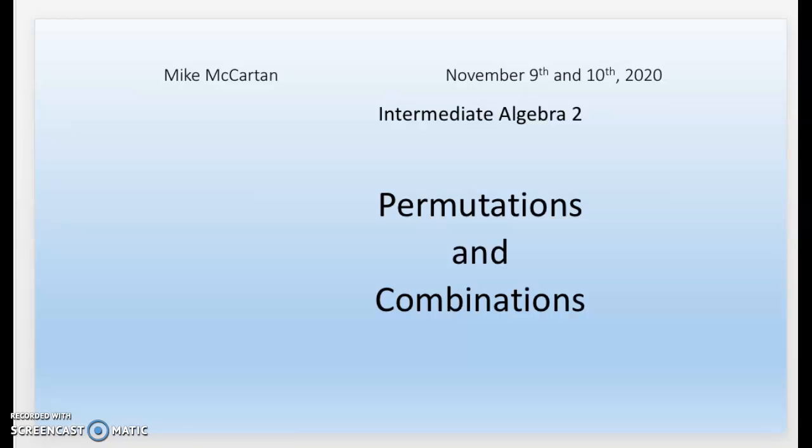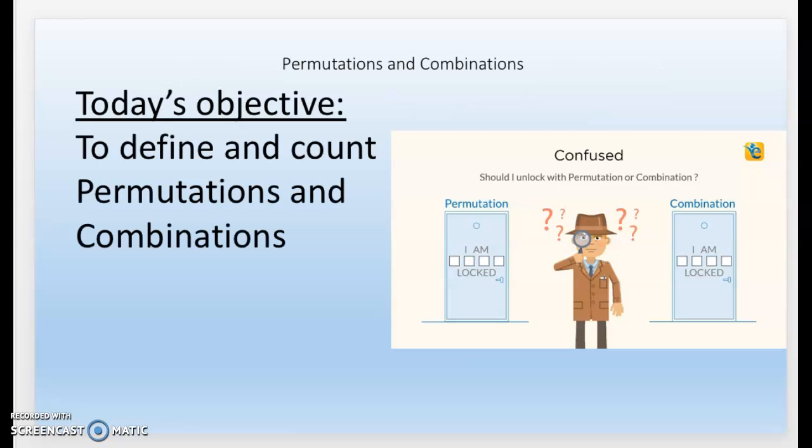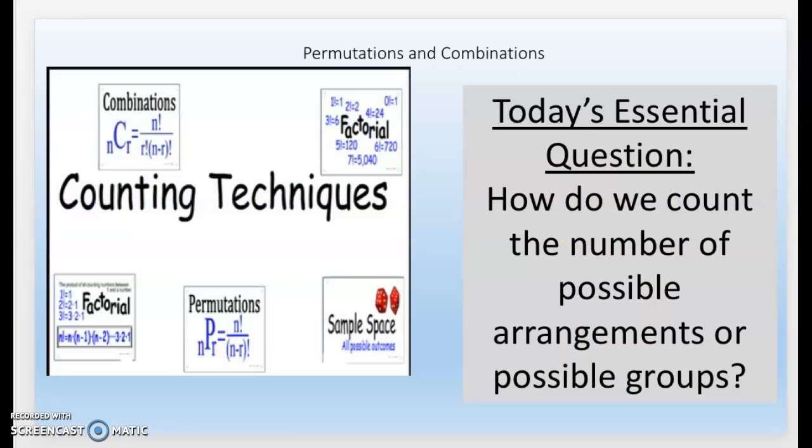We're looking at permutations and combinations here today. And I don't think you've had these before, so I need you to watch close on this video, okay? Today's objective: to define and count permutations and combinations. Our essential question: how do we count the number of possible arrangements or possible groups? That's permutations and combinations.